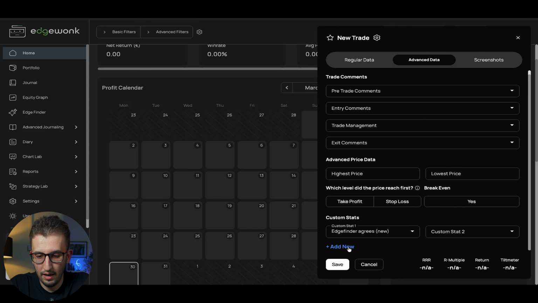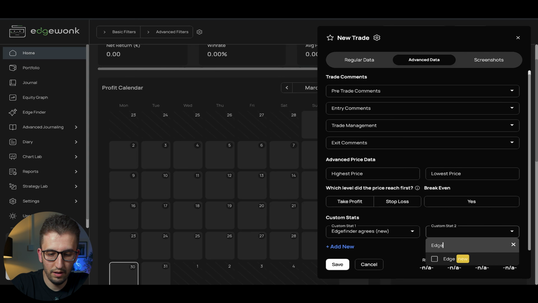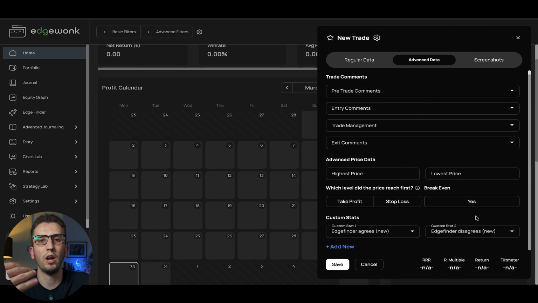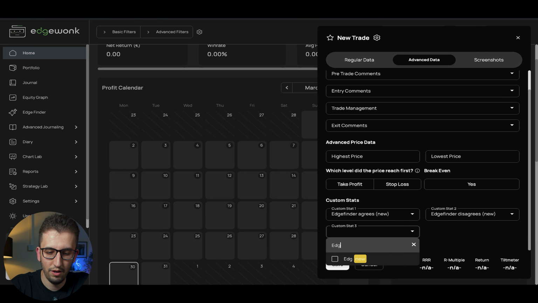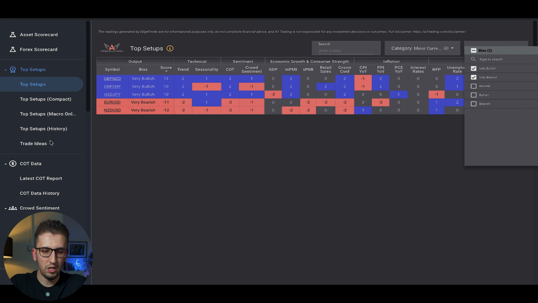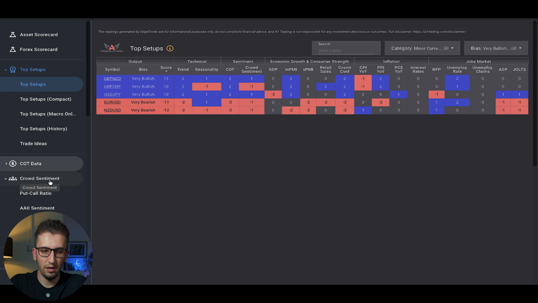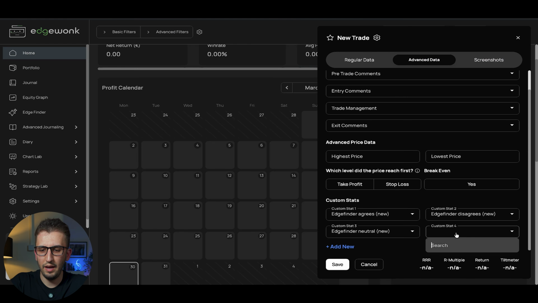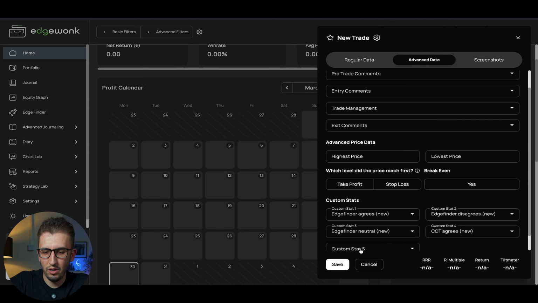EdgeFinder agrees. And then I would make another one, EdgeFinder disagrees, to represent that it's actually saying the other way. So if I'm going long, the EdgeFinder is saying bearish, so you should be shorting. And then I added another one where I wrote EdgeFinder neutral. And you can get really clever with how you do it. You can grab more data, so you could also grab COT data. If you want to play the COT data game, you could add another one here and you could say COT agrees. And you can also create another one which says COT disagrees.